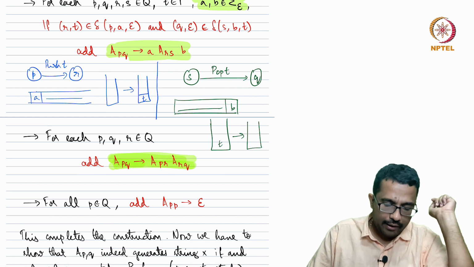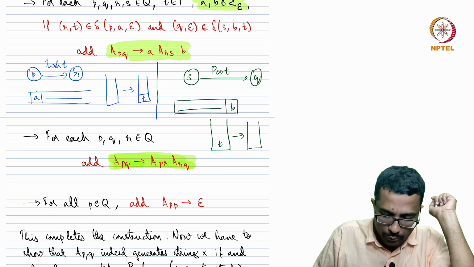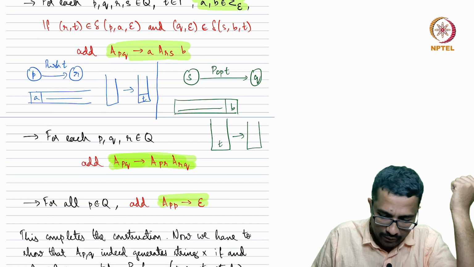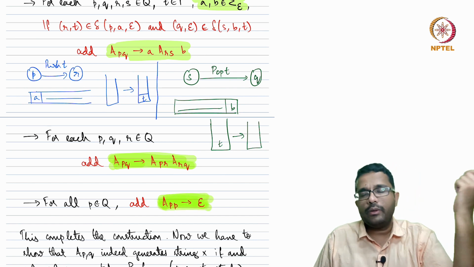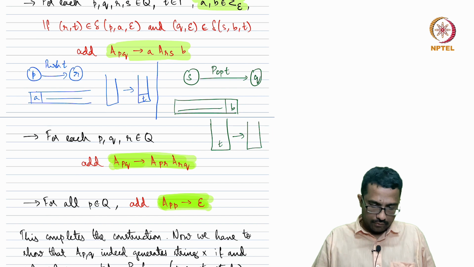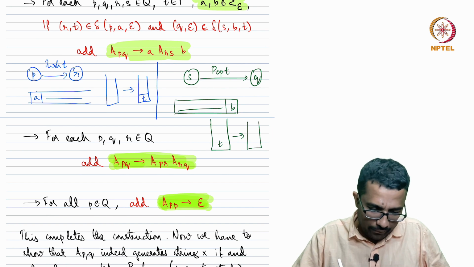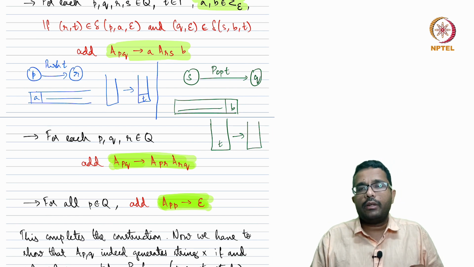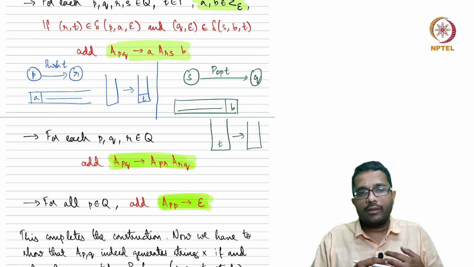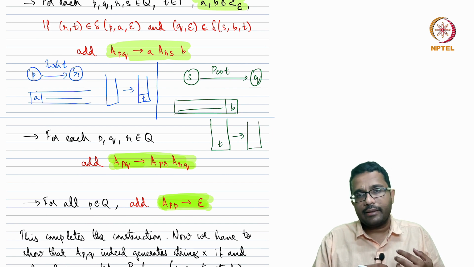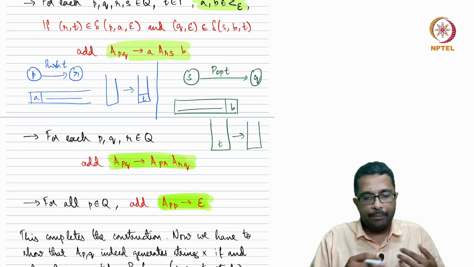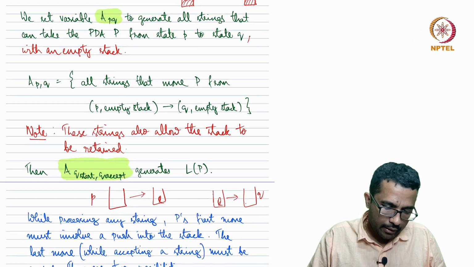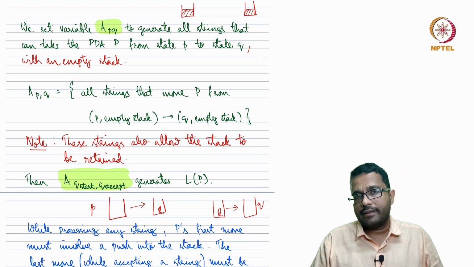So for that we add these rules for all the states P in the PDA. We add a rule A_PP goes to the empty string, right? Notice that this third set of rules is consistent with what we want. We wanted A_PQ to be the set of all strings that can take the PDA from P to Q on an empty stack.